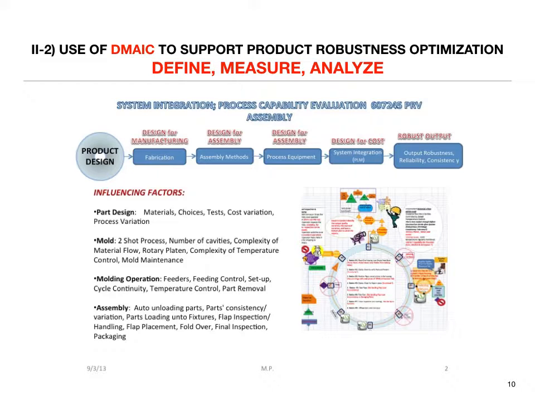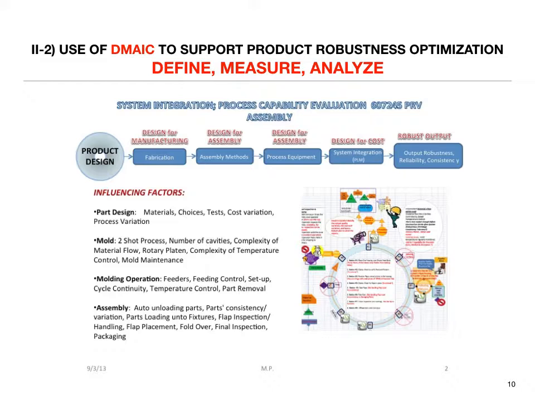First thing I did was try to organize what was happening with product design. For product design: fabrication, assembly methods, process equipment, system integration, output. I tried to make sense of what goes on through the different stages, and how design for manufacturing and design for assembly are applied to control the quality throughout the process.